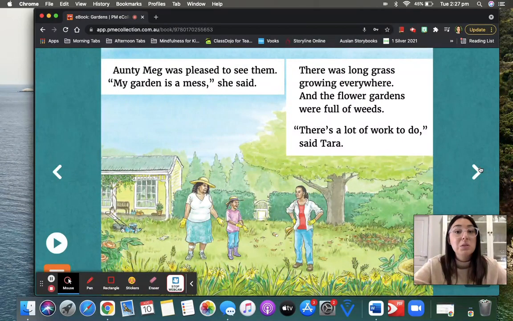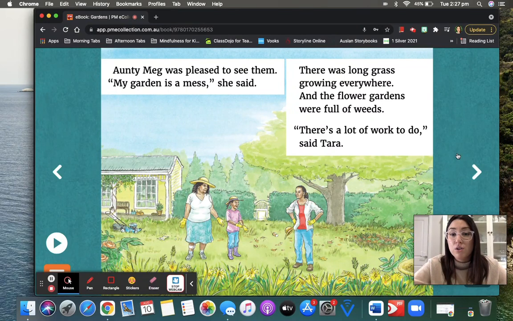Auntie Meg was pleased to see them. "My garden is a mess," she said. Did I sound like her? Using my expression. There was long grass growing everywhere, and the flower gardens were full of weeds. Can you see all the weeds? Oh no, it doesn't look like a beautiful garden.